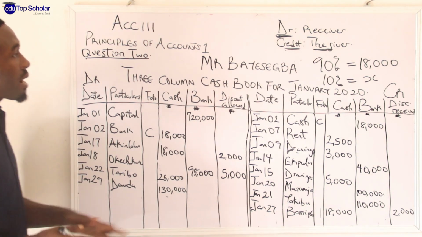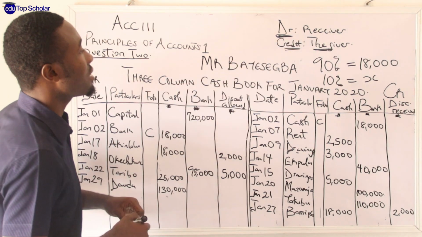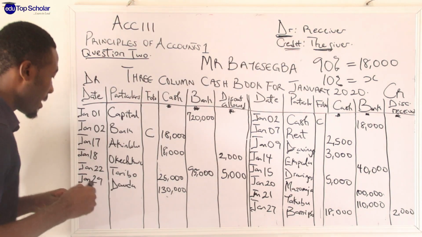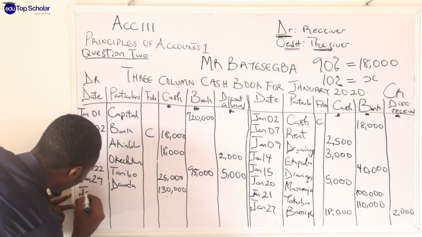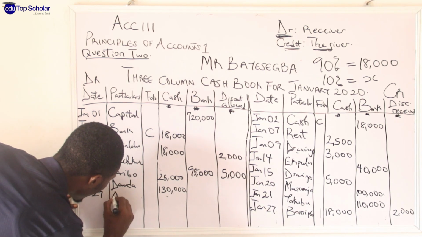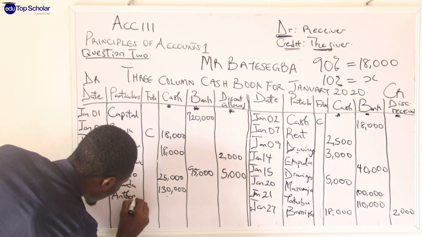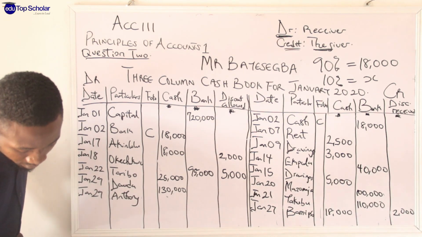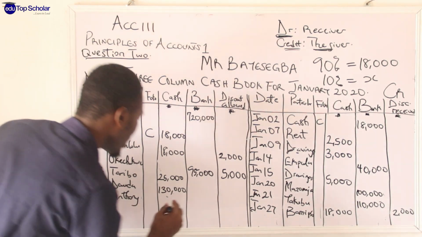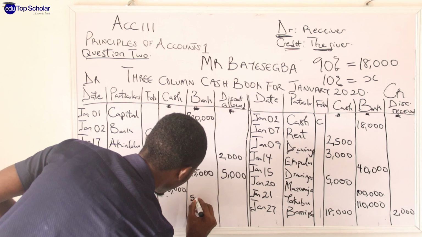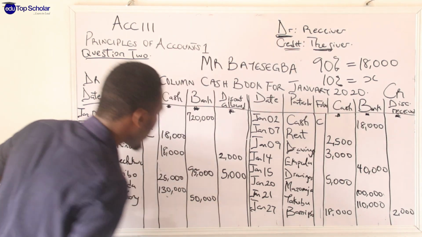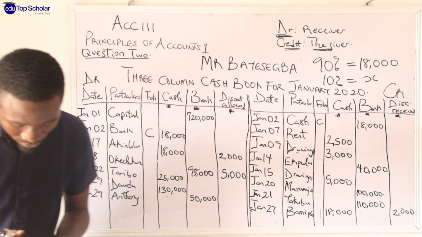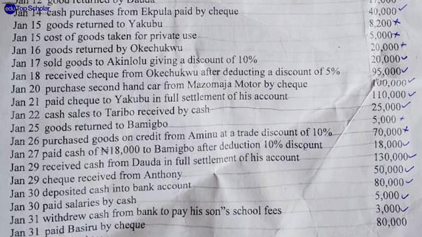We move to the next, which is the same January 29, where we received cash from Anthony, 50,000 naira. Because we are receiving money, and whenever we are the receiver, it comes to the debit side. So we have January 29. Also, we received money from Anthony, and it was paid by check of 50,000 naira. So it comes to the bank side, 50,000 naira, and there was no discount, so the account is clear.